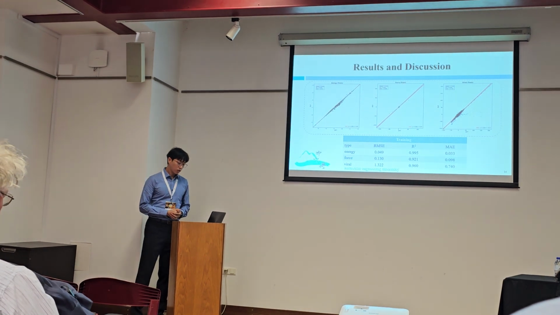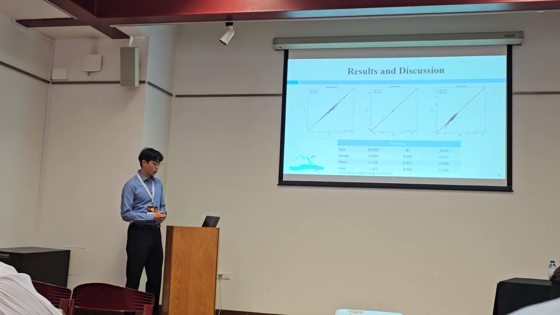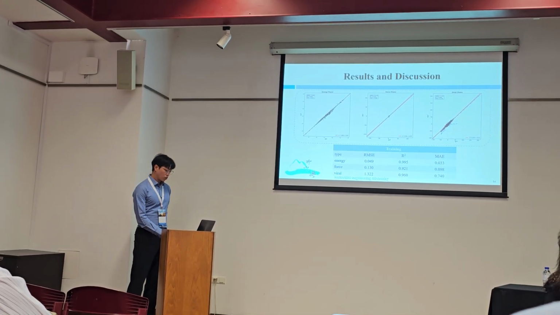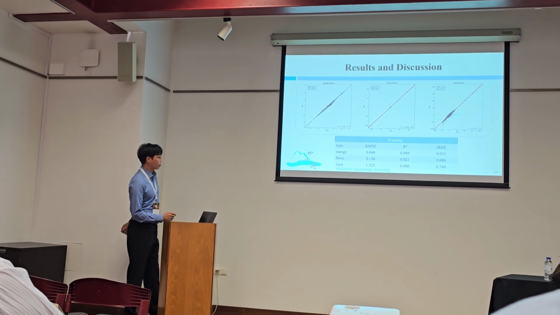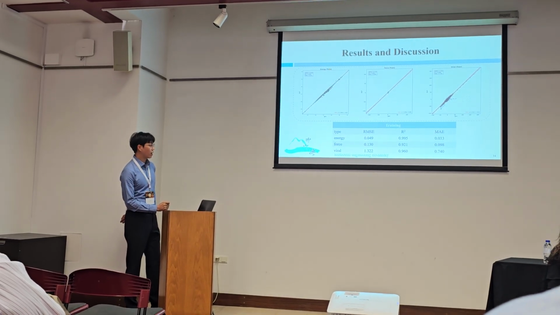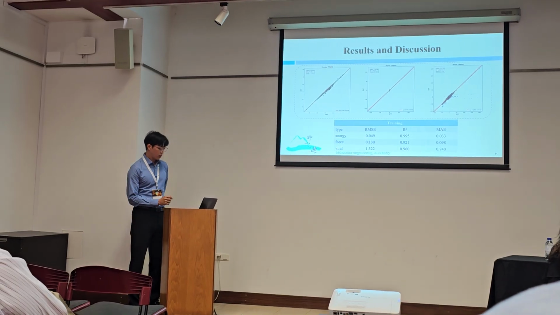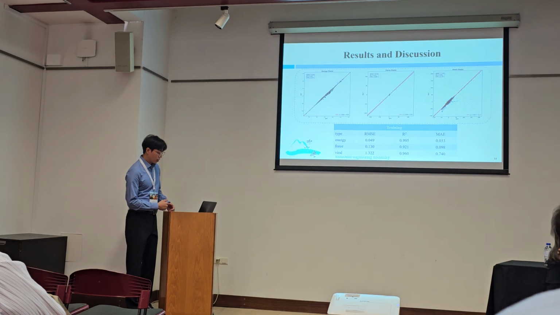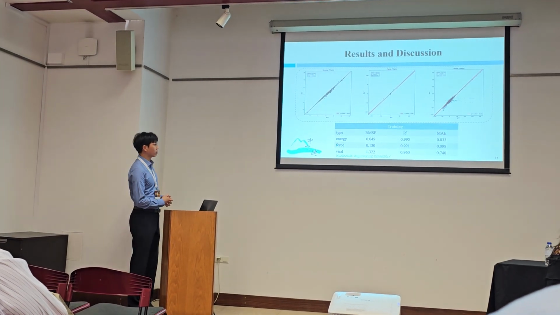This scatter graph shows the correlation between DFT and the DLP predictions for the training set. The R-squared values are very high: 0.995 for energy, 0.91 for force, and 0.96 for virial stress. The points are tightly clustered around the diagonal line, indicating excellent agreement between DFT and our model.